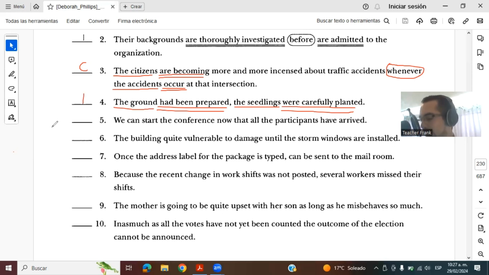Let's look at, yeah, and that one missing connector. It could be because the ground had been prepared, the seedlings were carefully planted or something like that. Okay, let's look at number 5.